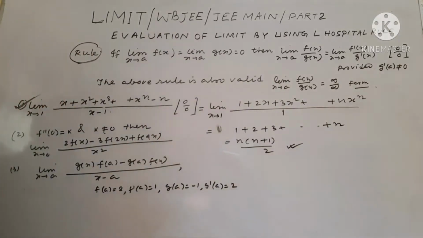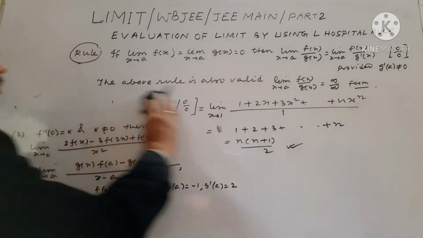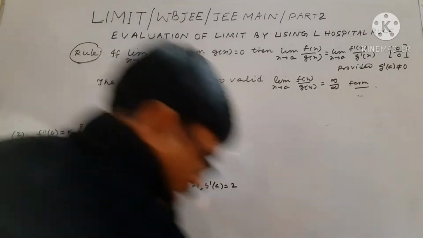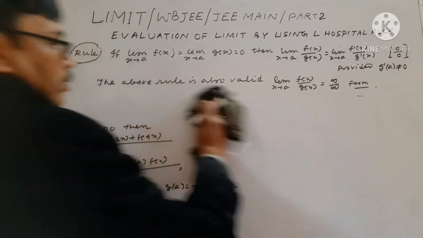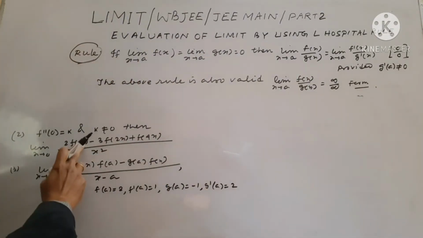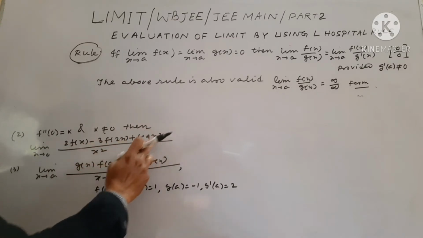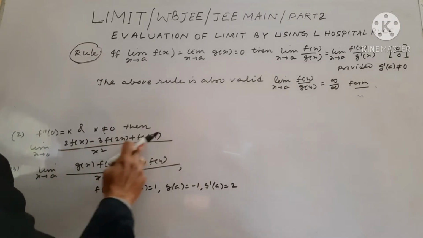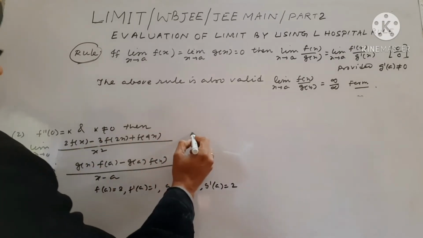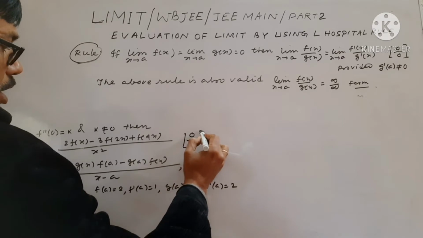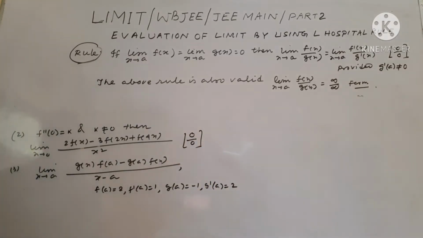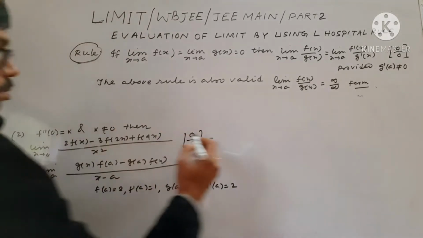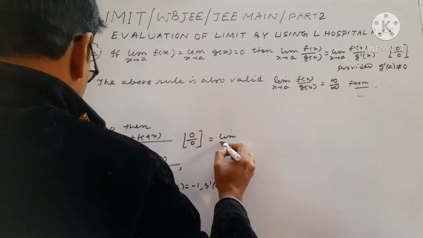Now for problem number 2. Limit of (2f(x) minus 3f(2x) plus f(4x)) by x square. Now if we put x equals 0, this is 2f(0) minus 3f(0) plus f(0), which is 0 by 0 form. So we use L'Hospital rule here. Limit x tends to 0.